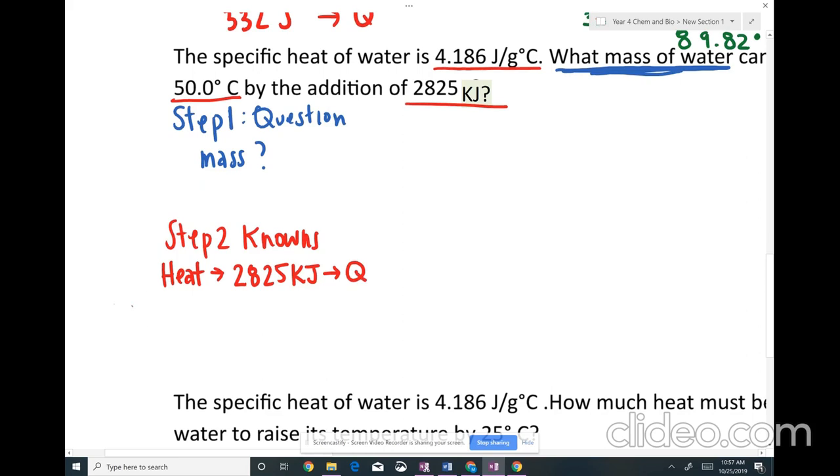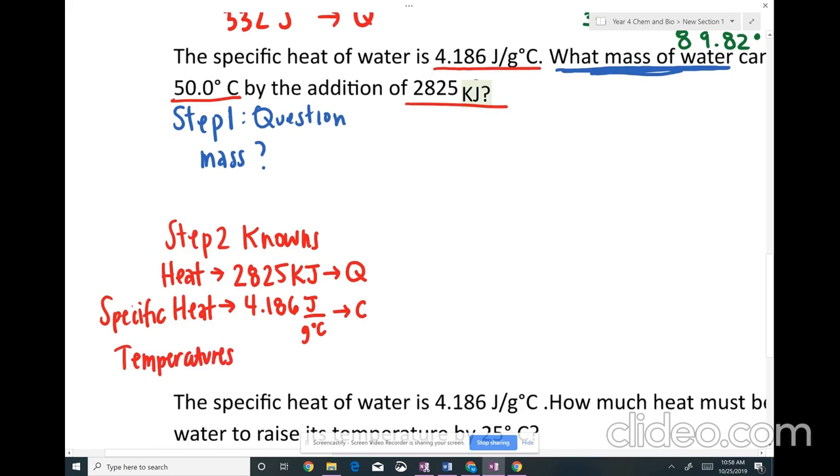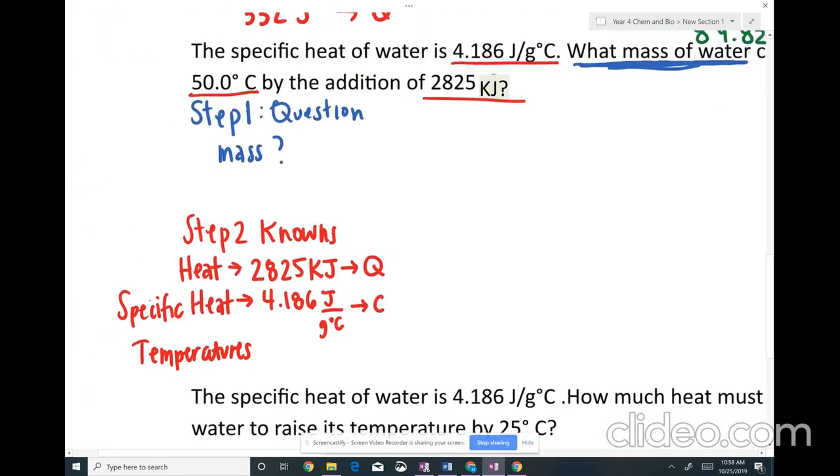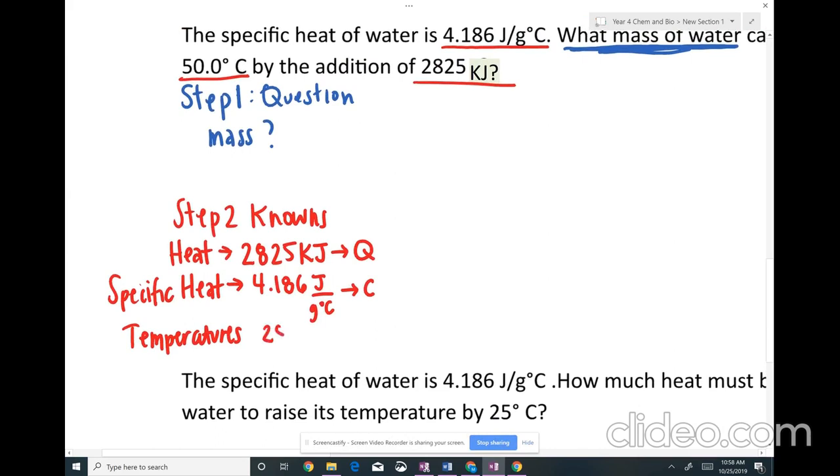We have our specific heat. Again, remember the only difference between heat and specific heat is one says specific, and the units are different. So we have 4.186 joules over grams degree Kelvin, and that is going to be our c. And then we have our temperature, and they give us 2 temperatures: 25 degrees Celsius to 50 degrees Celsius.